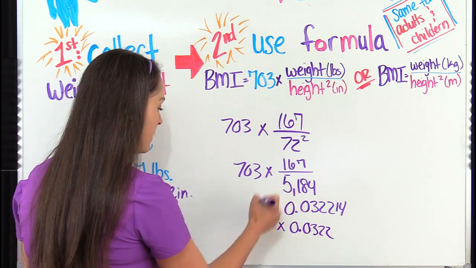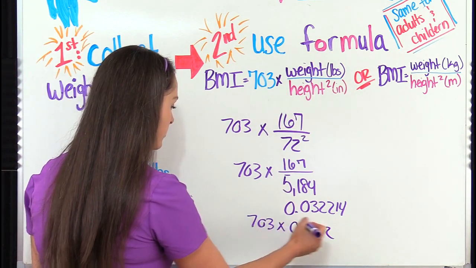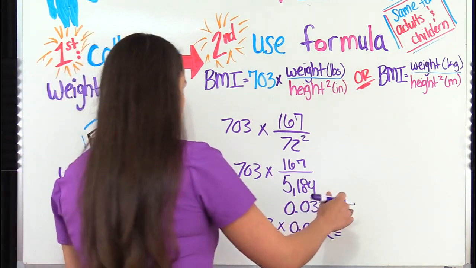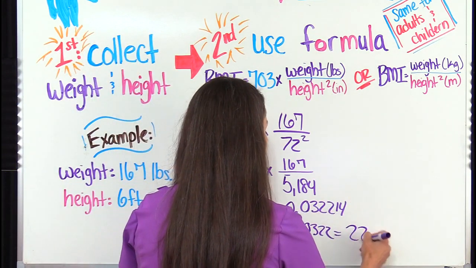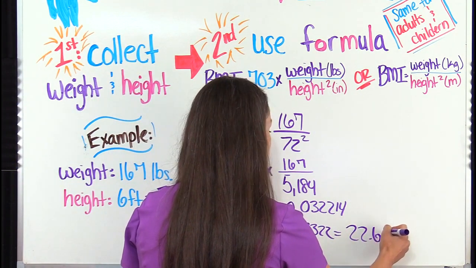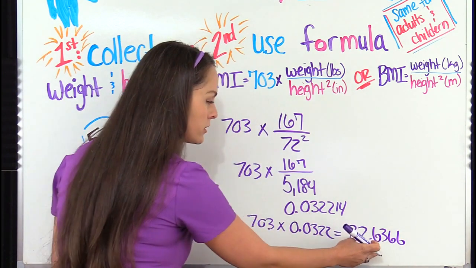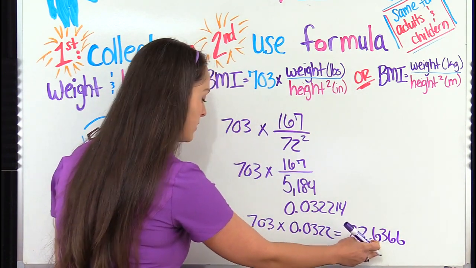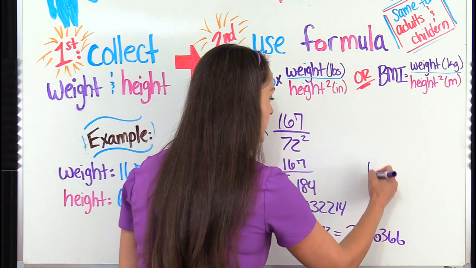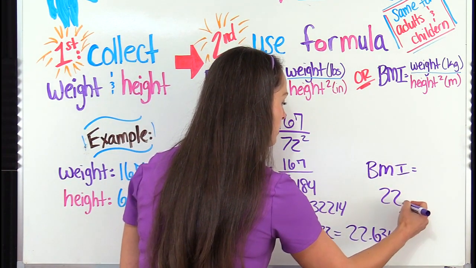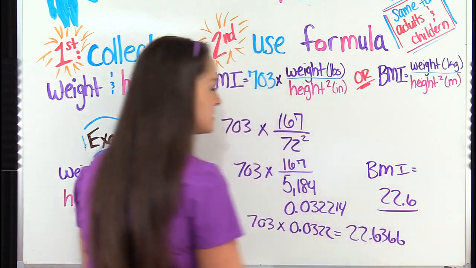And then we're going to multiply that by 703. So when we multiply all that out, we get 22.6366, and we're going to round our BMI to that 1st decimal place, which is the 10th place. And whenever we do that, we get a BMI of 22.6, and that is our answer.